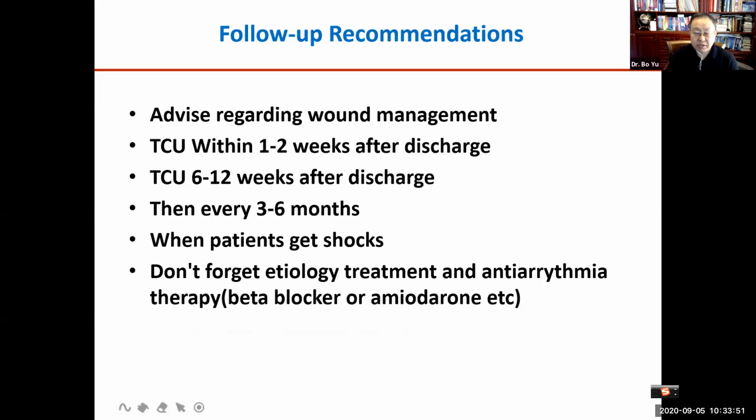As for the follow-up recommendations, regarding wound management, you may ask the patient to watch the wound every 2 or 3 days. In China, we don't have a TCU. We usually send the patient to the CCU for 24 hours. Then we ask the patient to follow up in the clinic every 3 to 6 months. When the patient gets shocks, they must go to the clinic immediately. Also, during the follow-up stage, don't forget etiology treatment and anti-arrhythmia therapies. There is a study called OPTIC. If you give the patient a beta blocker plus amiodarone, it may decrease ICD shocks and electrical storm.